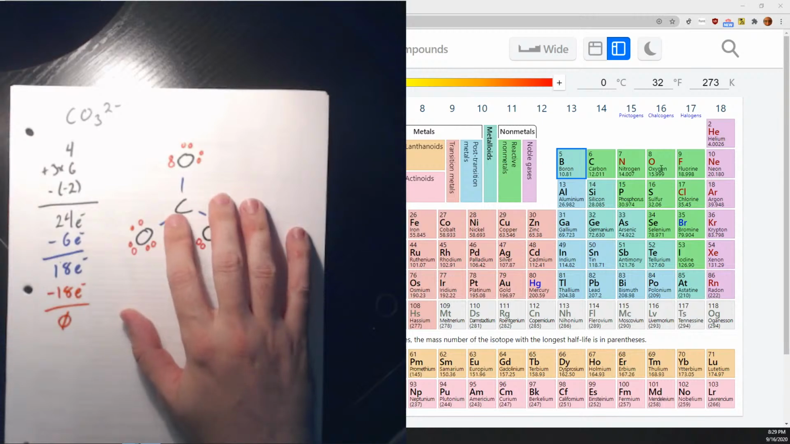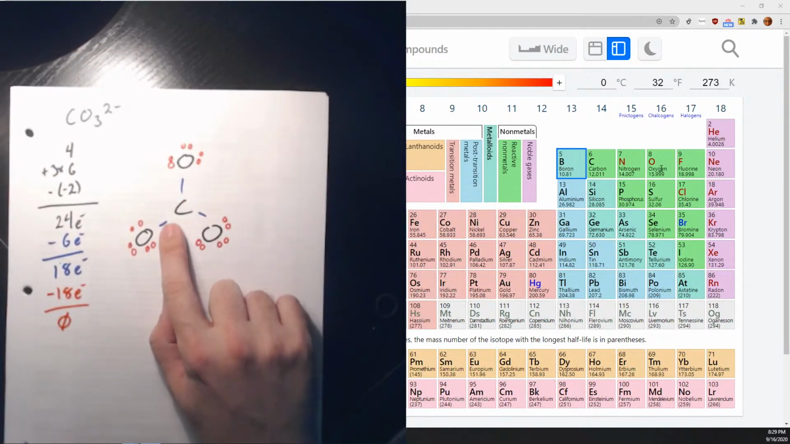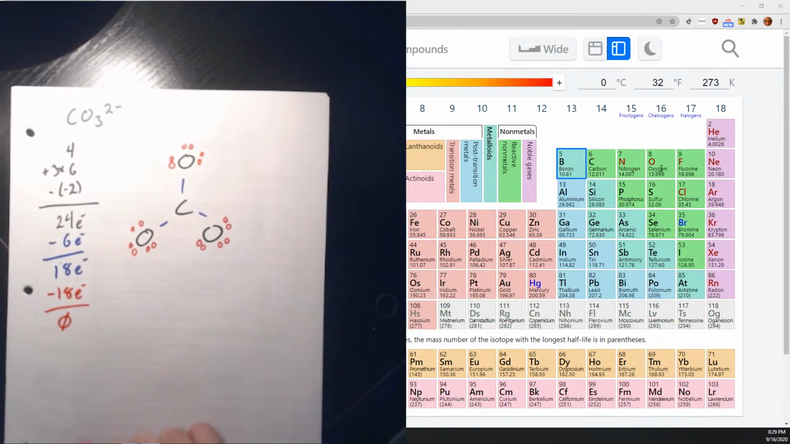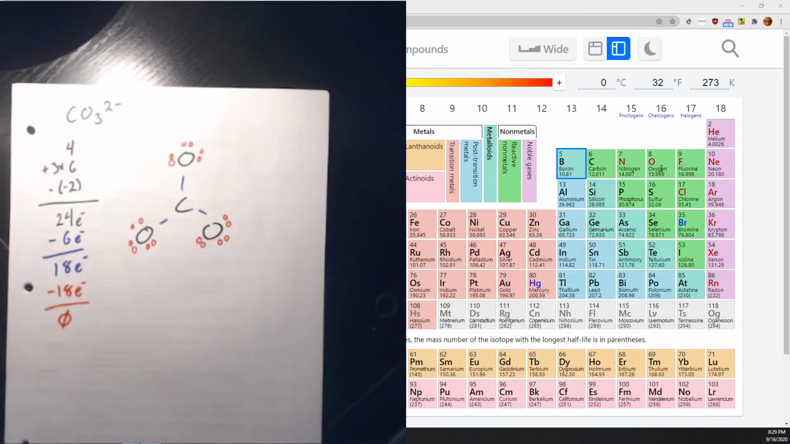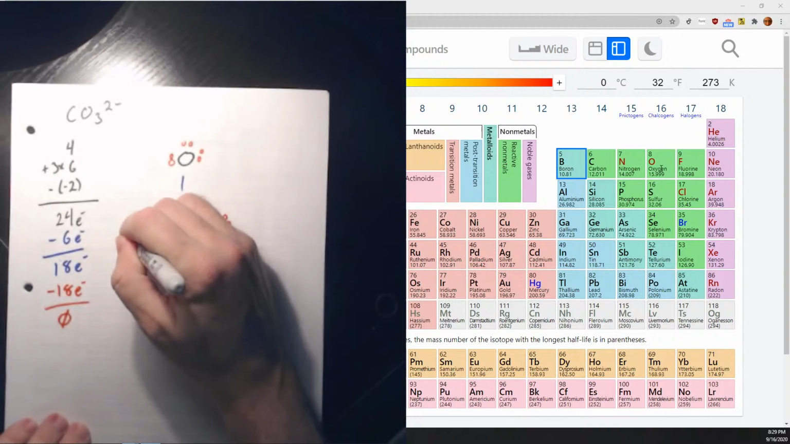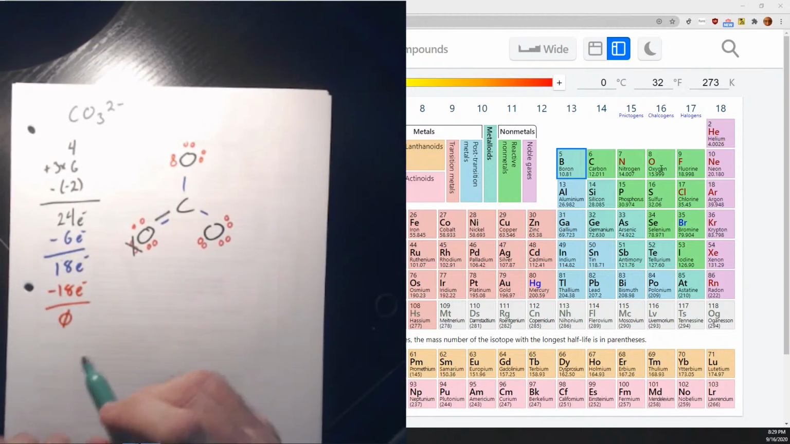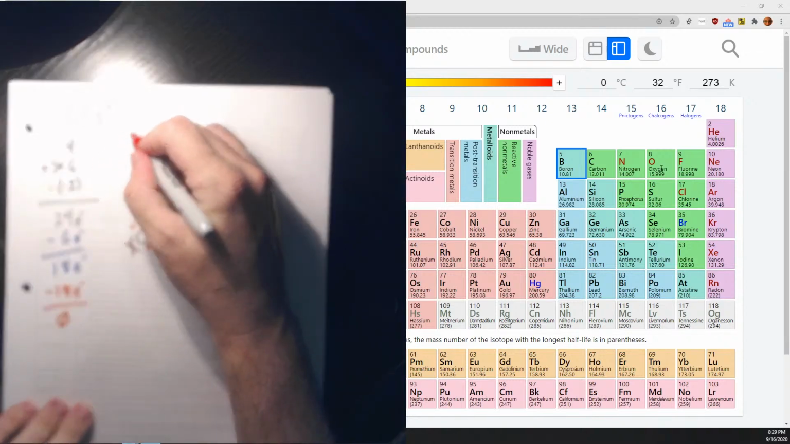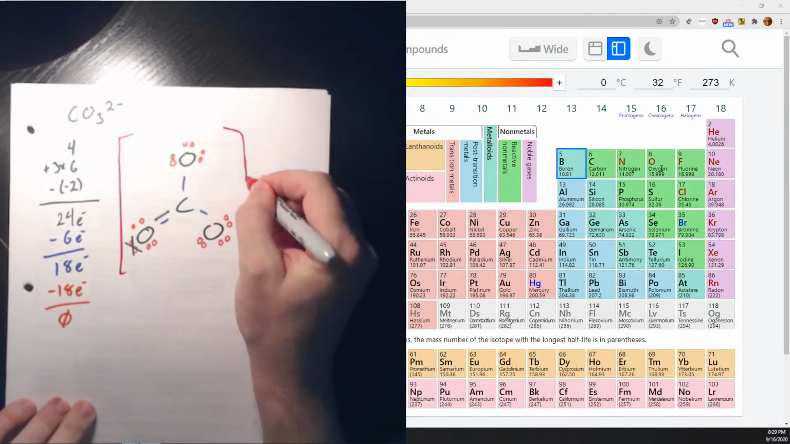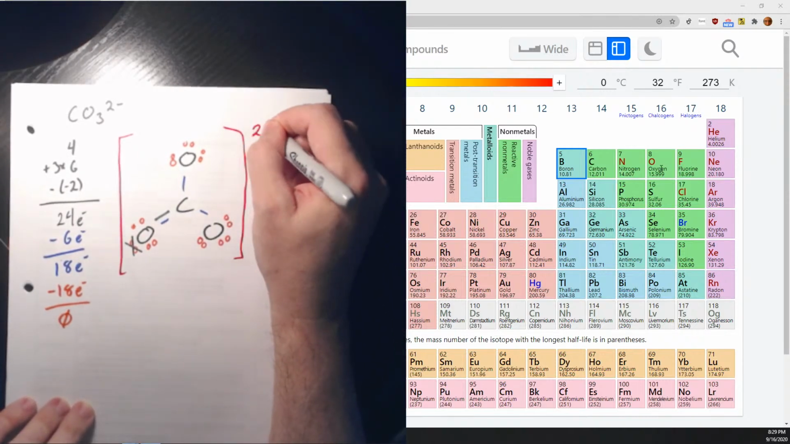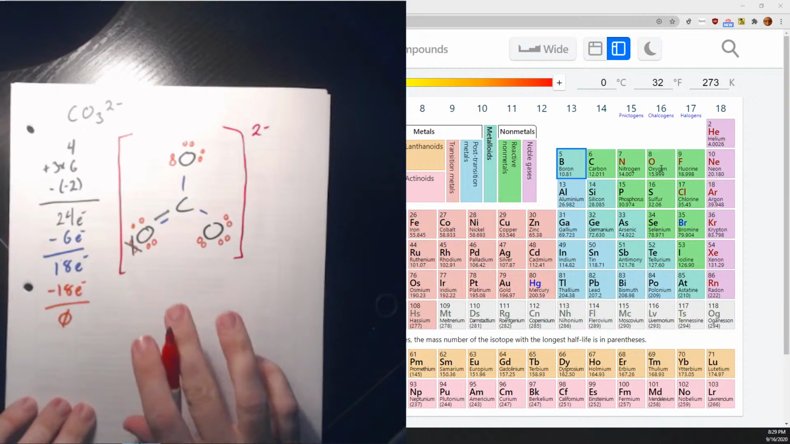Unfortunately, carbon is not yet satisfied. Carbon only has 1, 2, 3 bonds for a total of 6 electrons. So we are going to have to come in and turn a lone pair into a double bond. And now carbon is happy. And with that, we go ahead and we put the box around it and say it has a -2 charge. And that is carbonate.